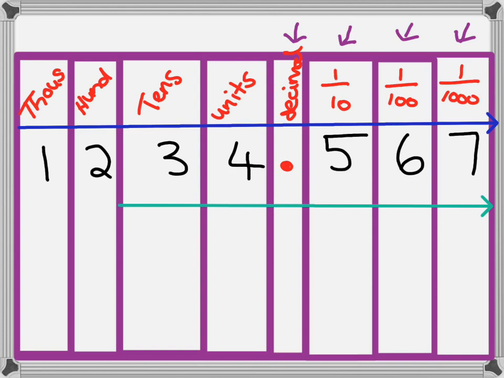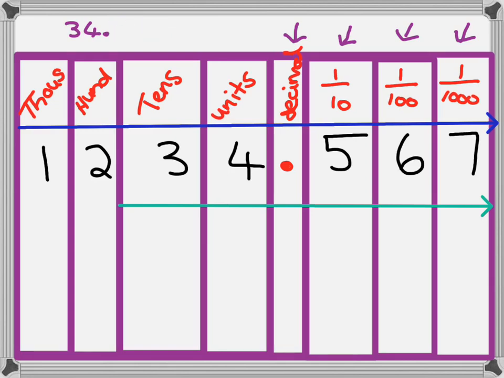Let's write that one down. That would be 3 tens, 4 units, decimal point. Let's make it nice and round. 5 tenths, 6 hundredths, and 7 thousandths. Those are the names of the columns above those numbers.